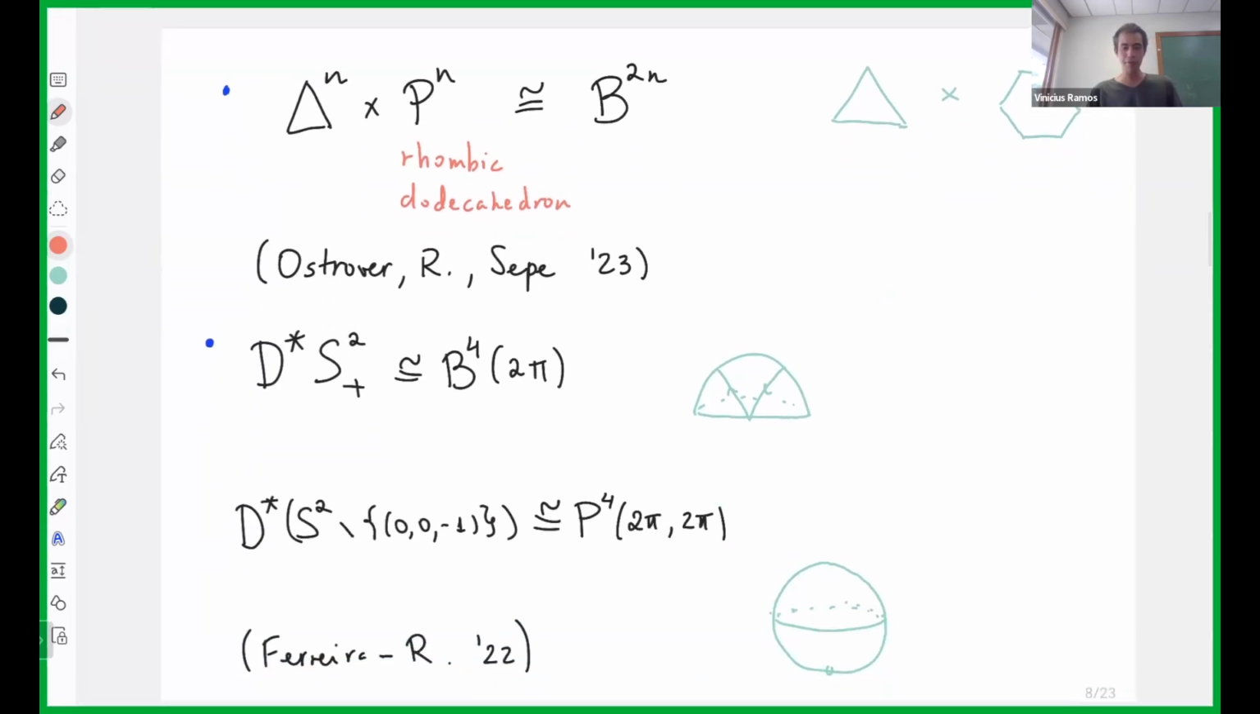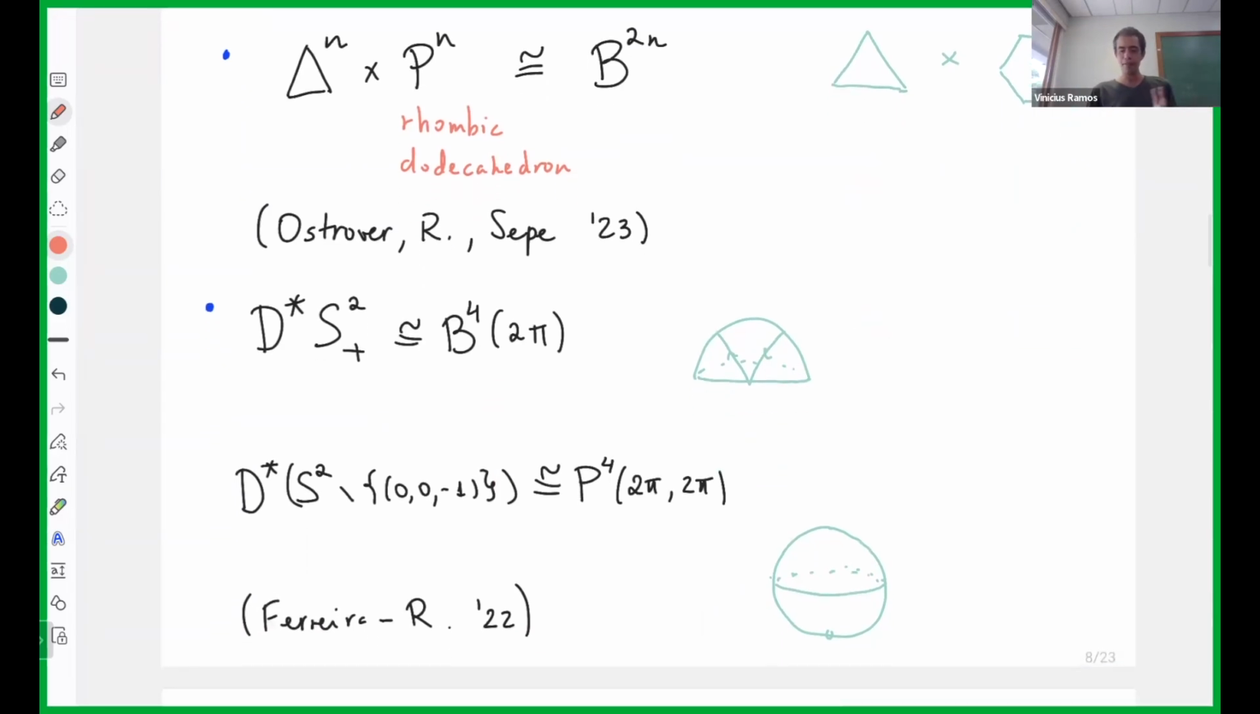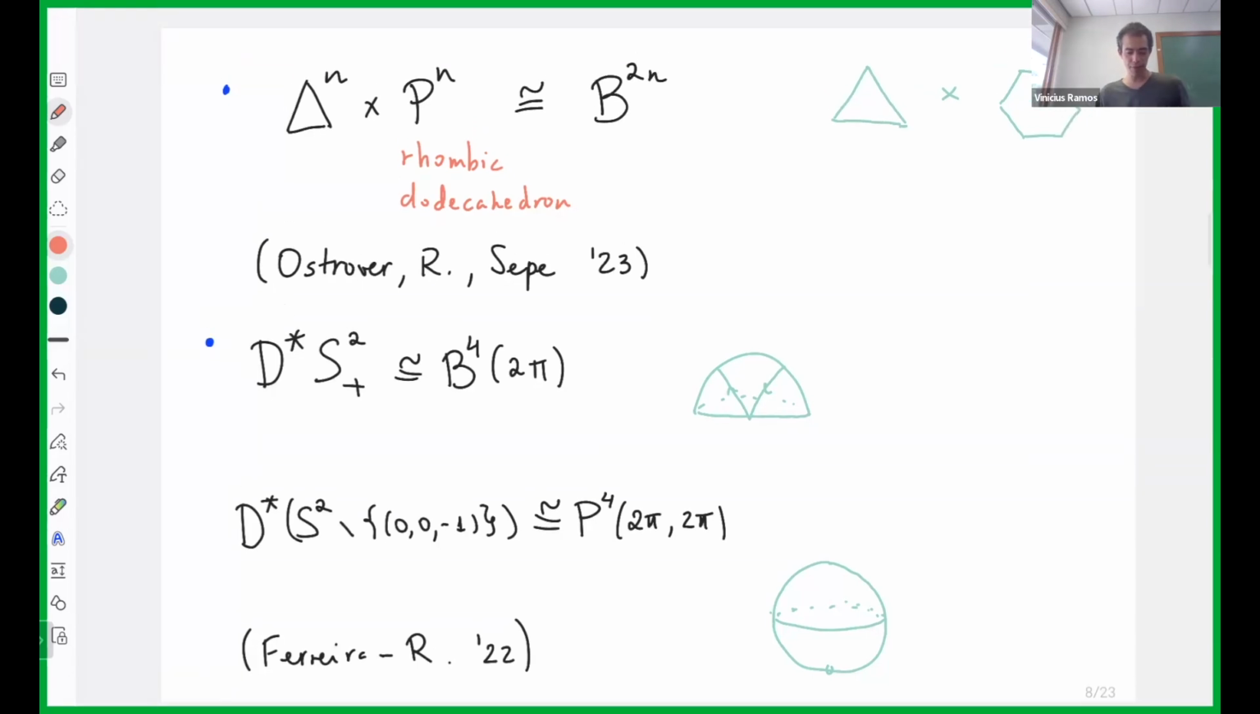And we can actually go a little further. If we try to extend this to the whole sphere, we have a problem with topology: the disk bundle of the whole sphere can't be a toric domain because it has the wrong topology. I mean, the boundary is not an S3. But if we remove a fiber, then we remove the topological problem, and we can prove that the disk bundle is symplectomorphic to a toric domain. In this case, it's actually a polydisk, P(2π, 2π). Okay, and this is joint work with former student Brian Ferreira in 2022.